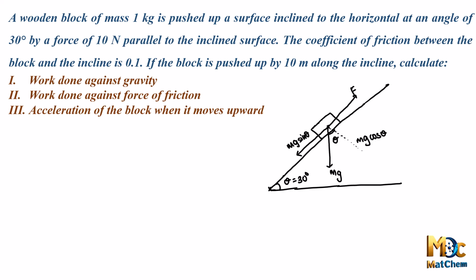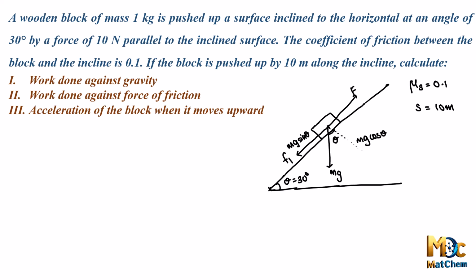Due to the application of the force, friction will be acting in the opposite direction. It will be equal to the frictional force. They are telling that the coefficient of friction between the block and incline is 0.1. That is mu s, or mu, equal to 0.1. The block is pushed by a distance of 10 meter along the incline, so the displacement of the block s is equal to 10 meter.